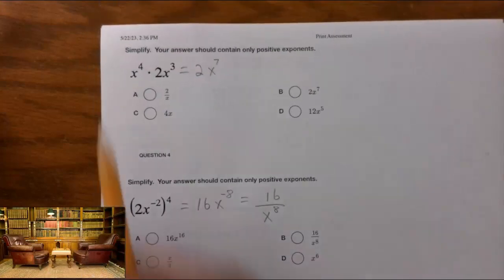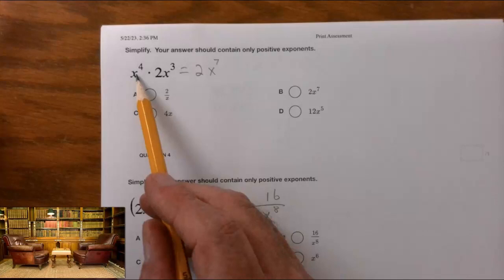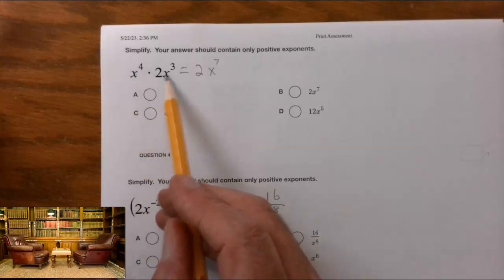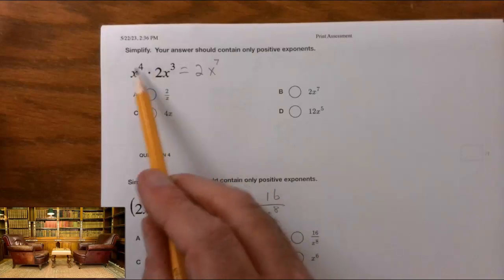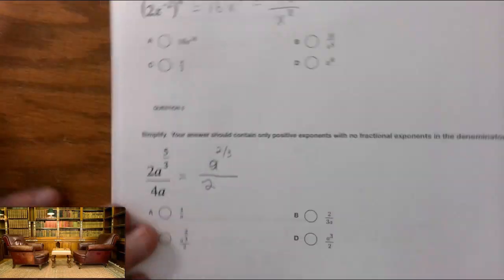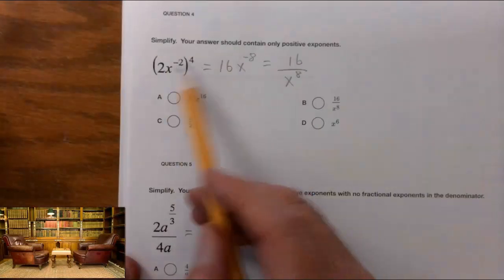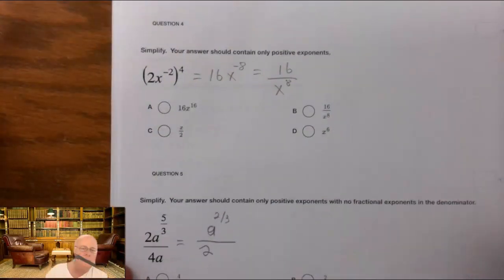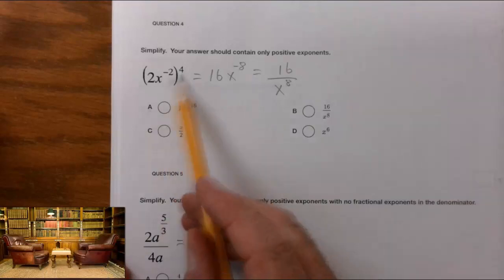All right, y'all. When you multiply powers of the same base, you add the exponents together. 4 plus 3 is 7. All right? But a power raised to a power, you multiply. A power raised to a power, you multiply.